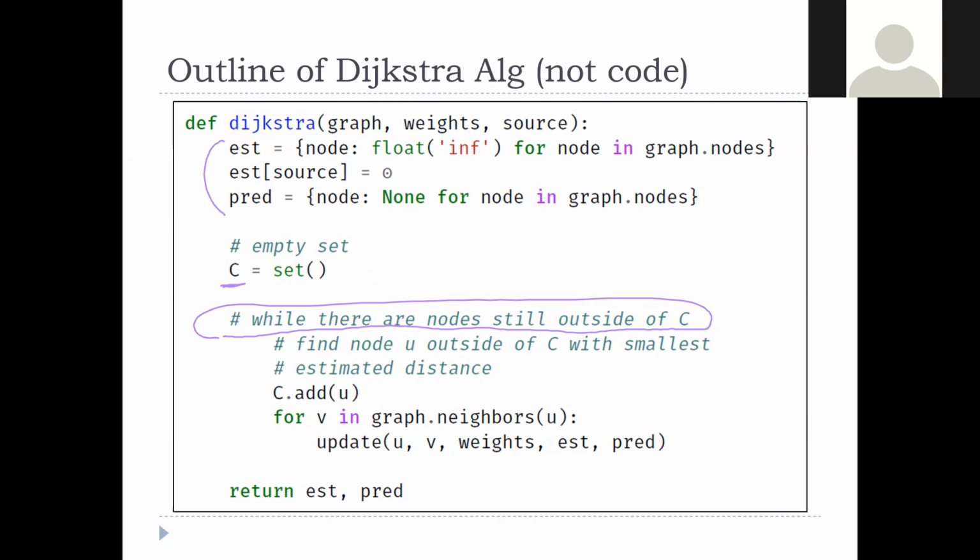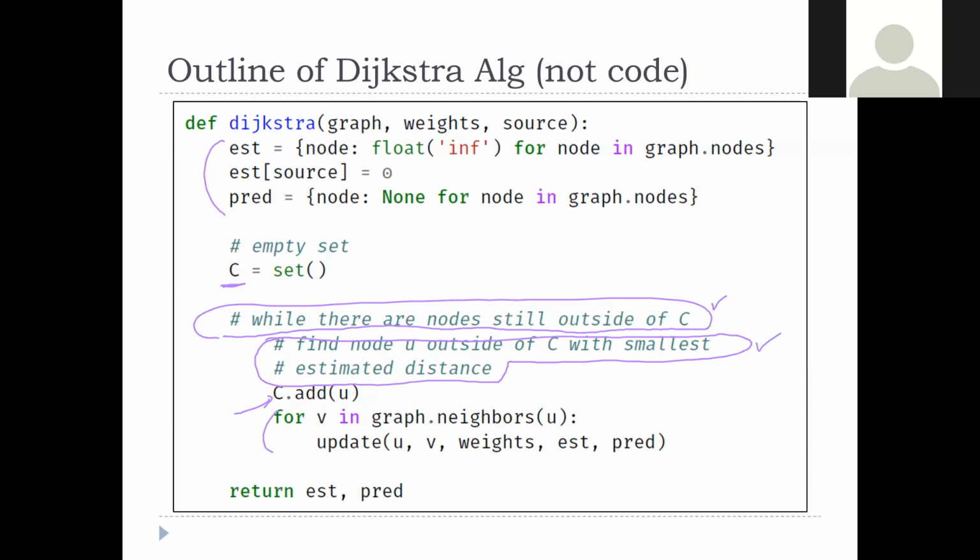Number two, we also want to be able to retrieve from these outside nodes the one whose estimated distance is smallest. Then we can add it to the set C and do the explore-update operation for all its neighbors. Those two we already know what to do. So we need to see how to implement these. Well, this sounds simple enough.